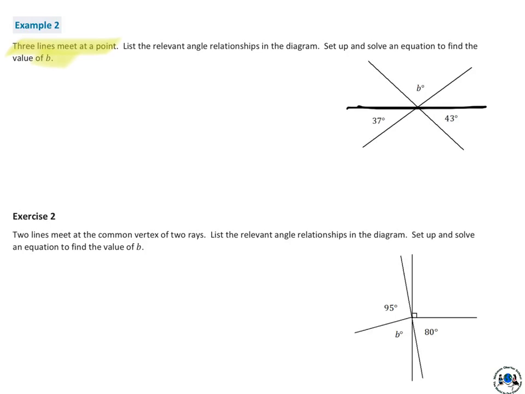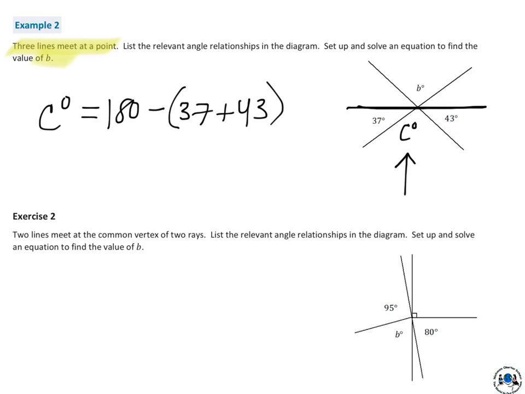We just need to find out what this unknown angle here is. Okay, so we could just call it C degrees if we wanted to. We could say that C equals, I'm sorry, 180 minus 37 plus 43. Okay, because whatever's left over is going to be the value of C. Okay, so therefore we have C equals 180 minus 80.